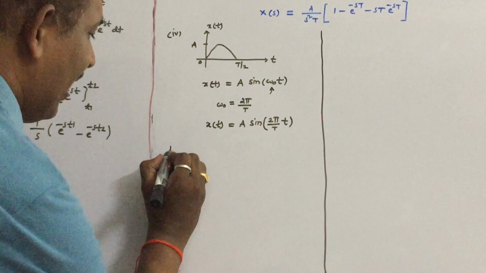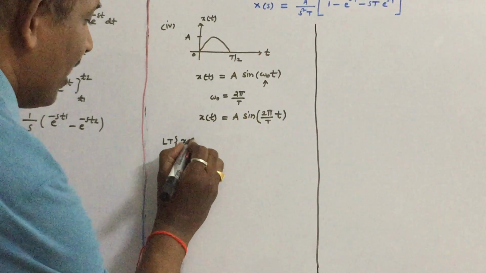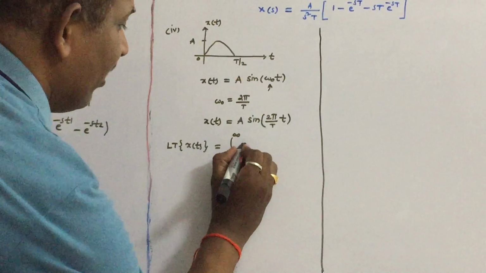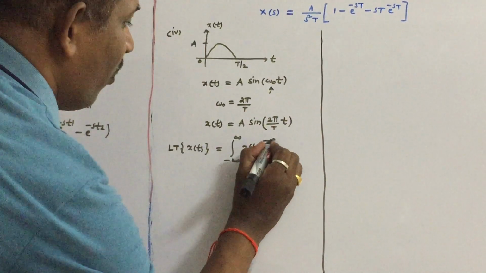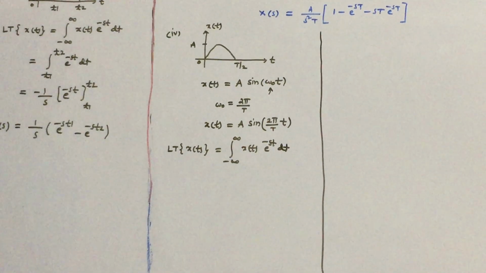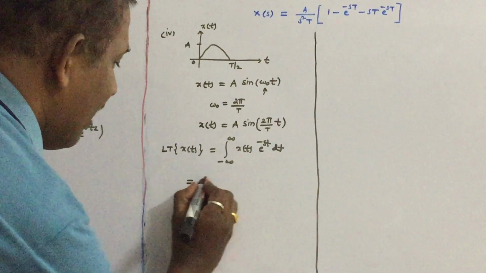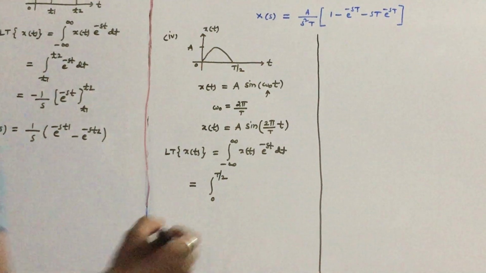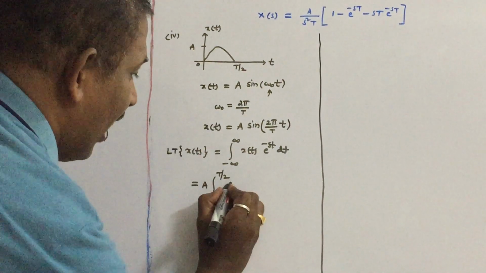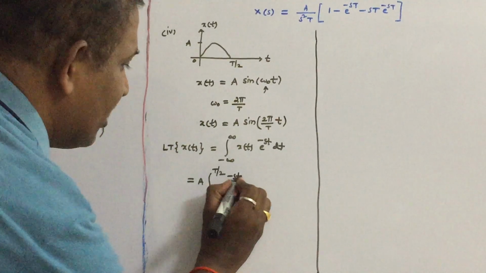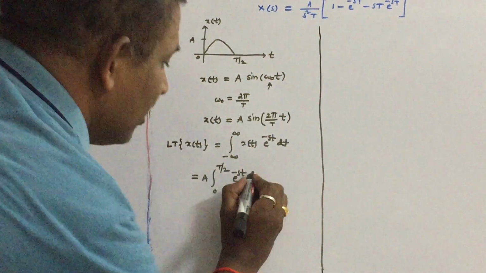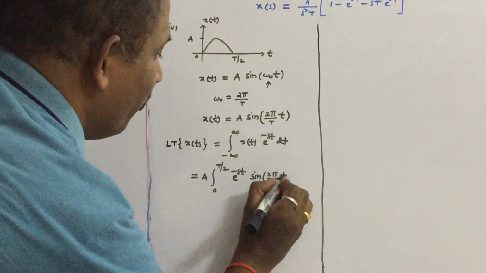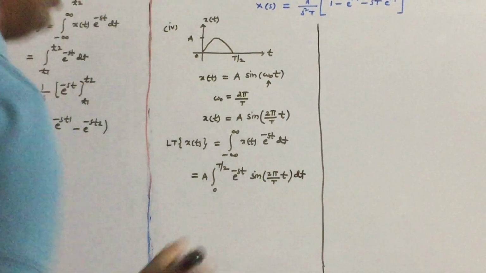First let us write the bilateral Laplace transform definition. Laplace transform of x of t is equal to the integral from minus infinity to infinity of x of t into e power minus st dt. But this sine pulse is defined in the interval 0 to T by 2. So in this interval, x of t has amplitude A, and I am writing e power minus st first, then sine of 2 pi by capital T into t, dt.